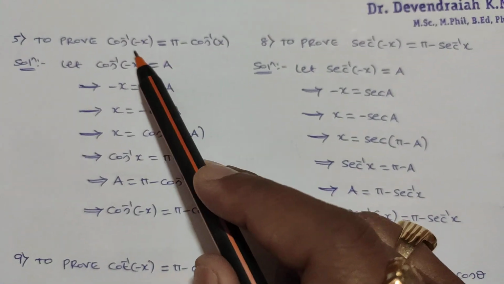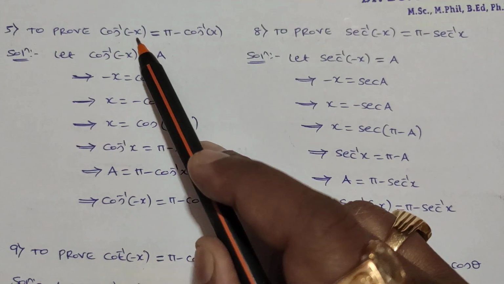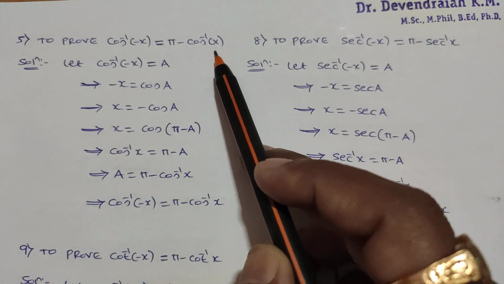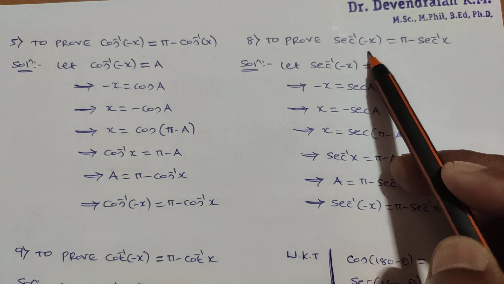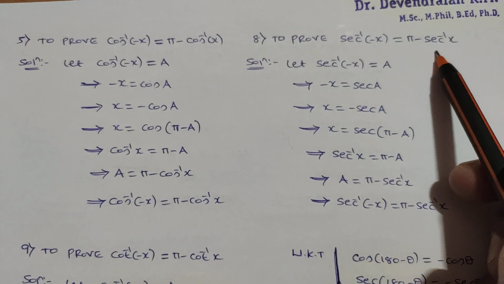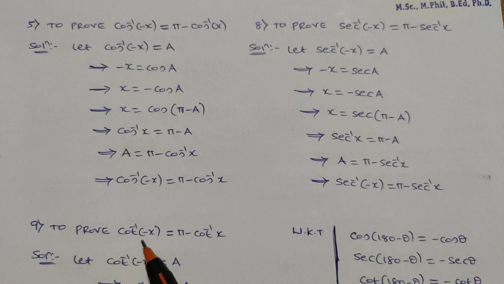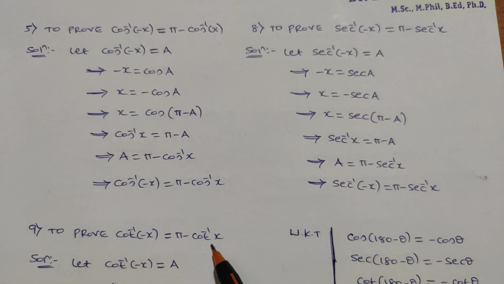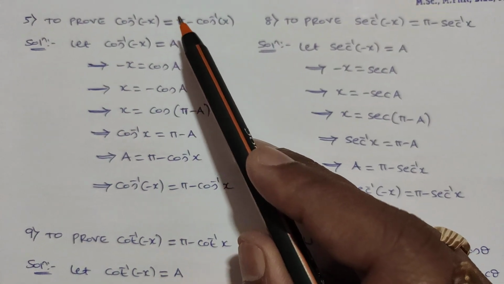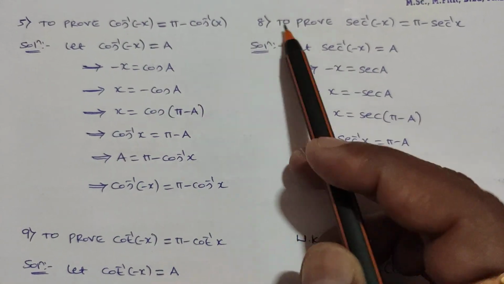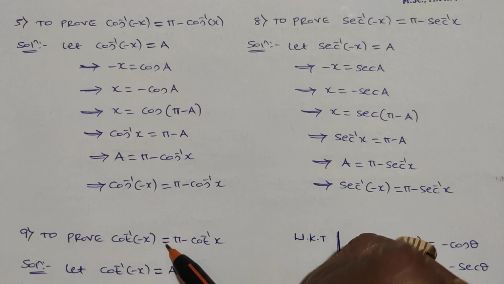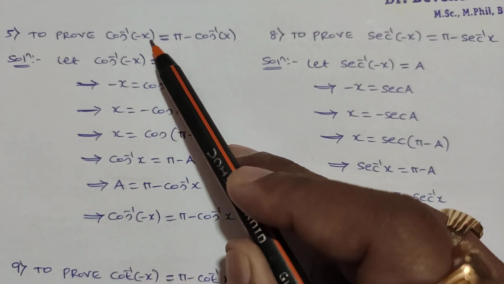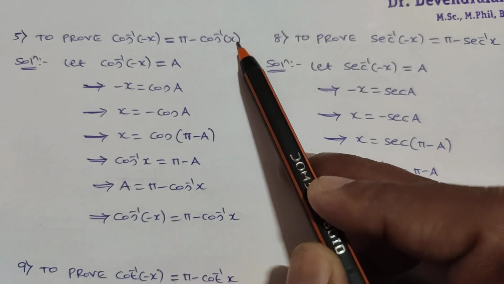Now we prove the results. Cos inverse of minus x is equals to pi minus cos inverse of x. Secant inverse of minus x is equals to pi minus secant inverse of x, and cot inverse of minus x is equals to pi minus cot inverse of x. Here also, if we know the method of proving one result, we can prove the other two results. Let us see how do we prove the first one, that is cos inverse of minus x is equals to pi minus cos inverse of x.